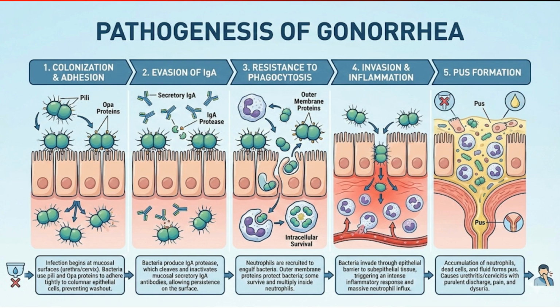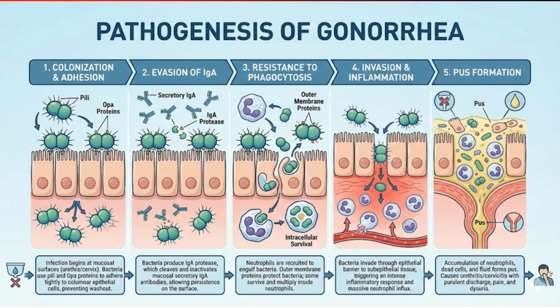Step 3. Resistance to phagocytosis. As the immune system detects the infection, neutrophils are recruited to the site. These white blood cells attempt to engulf and destroy the bacteria through phagocytosis. However, gonococcal outer membrane proteins help protect the bacteria against phagocytosis. While some bacteria are killed, many can survive, and remarkably, some can even survive inside neutrophils.